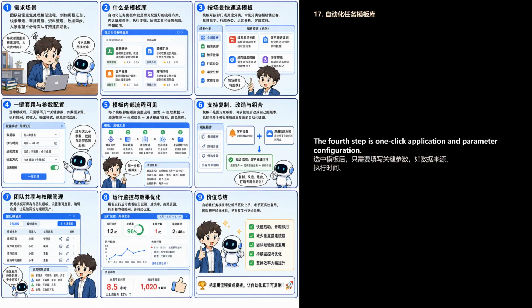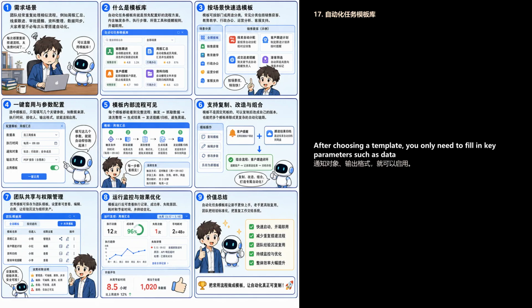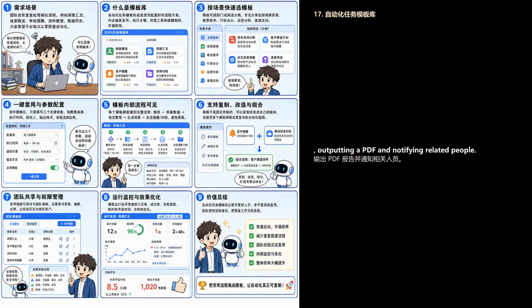The fourth step is one-click application and parameter configuration. After choosing a template, you only need to fill in key parameters such as data source, execution time, notification recipients, and output format. The example is a weekly report summary using employee weekly reports executed every Monday at 9 a.m., outputting a PDF, and notifying related people.